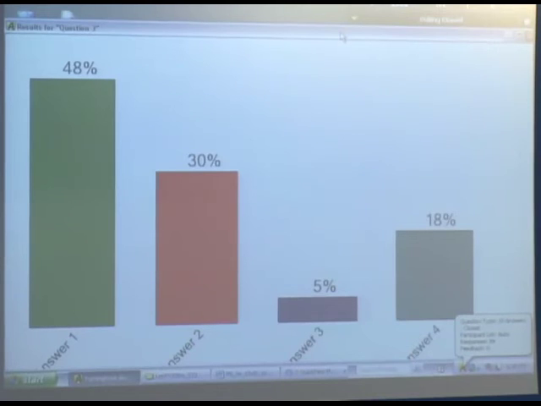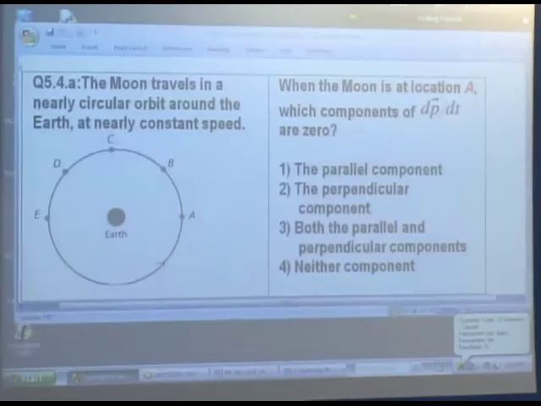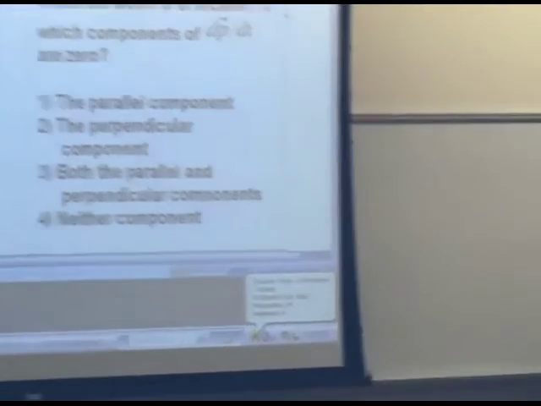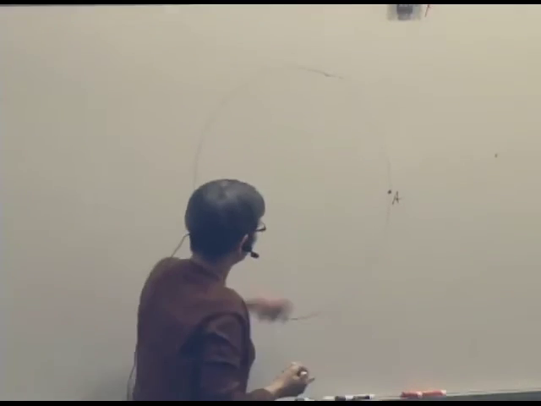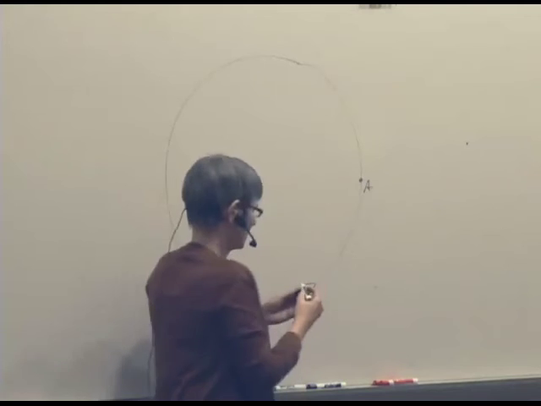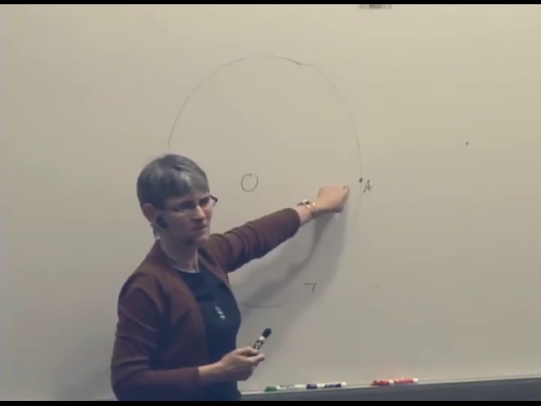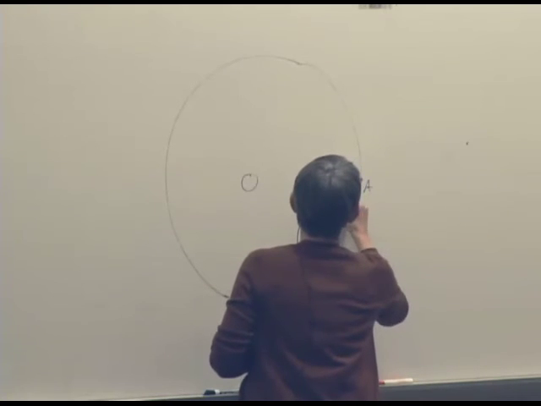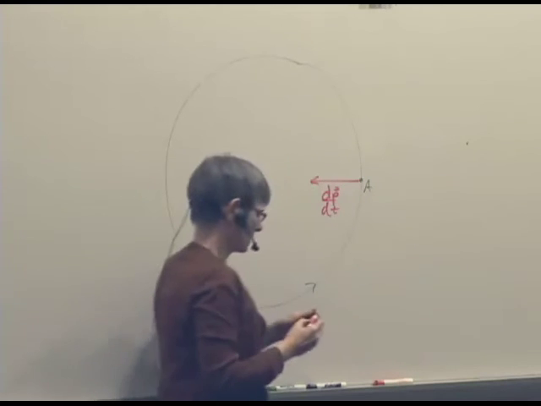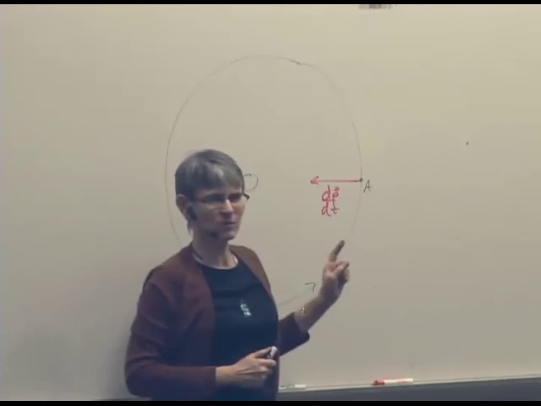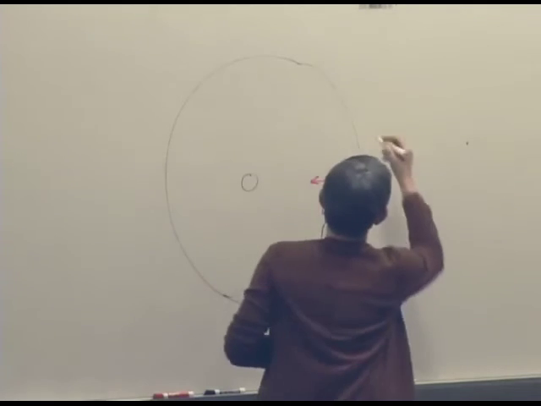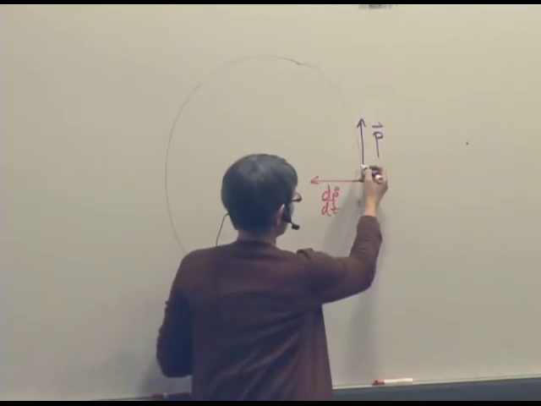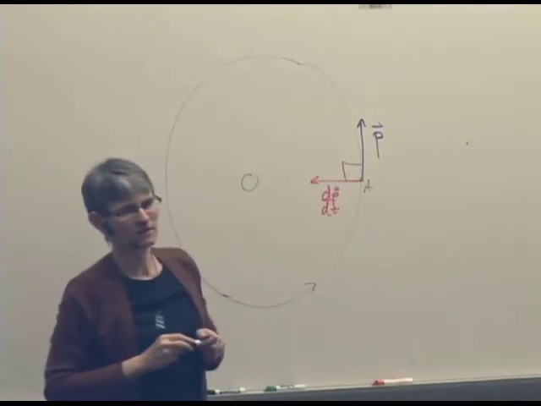So here's what we had before. We had location A, and the Moon's going around that way. And what did you say the direction of dp dt was at this location? Okay, so you said it was this way, so that's dp dt. And what's the direction of the Moon's momentum at this moment? Straight up. So here's P, and that's a right angle then, right?